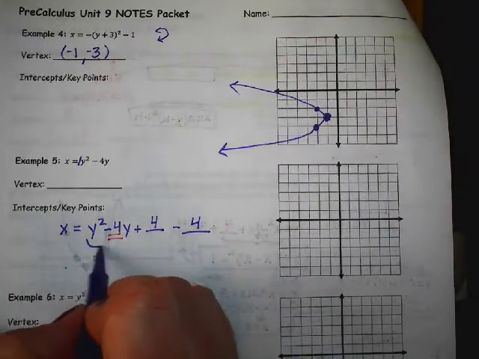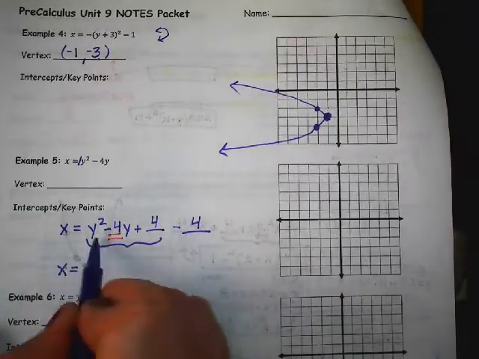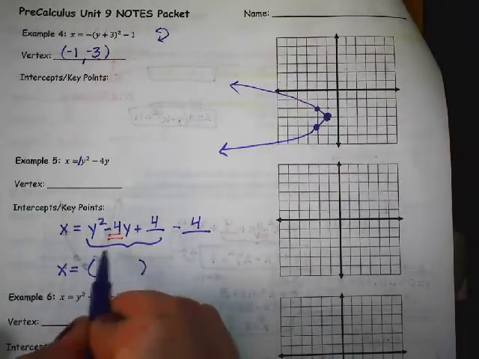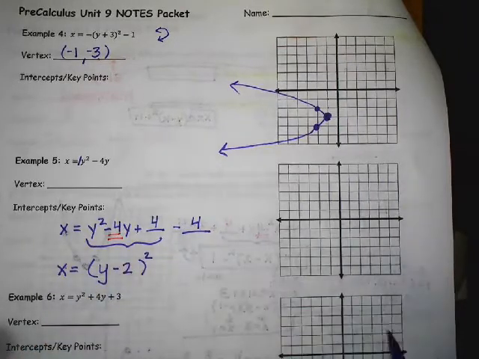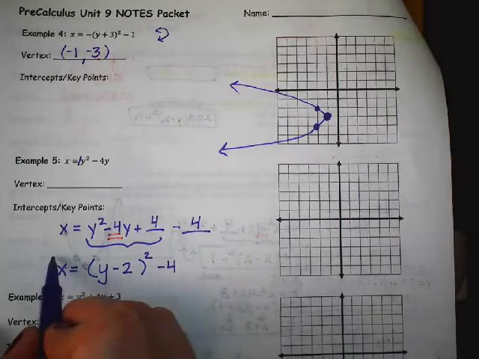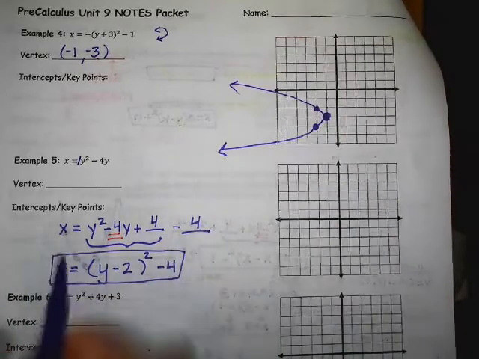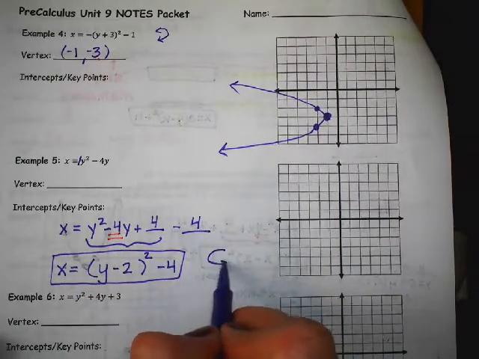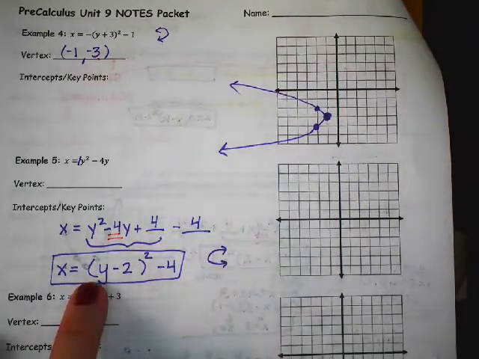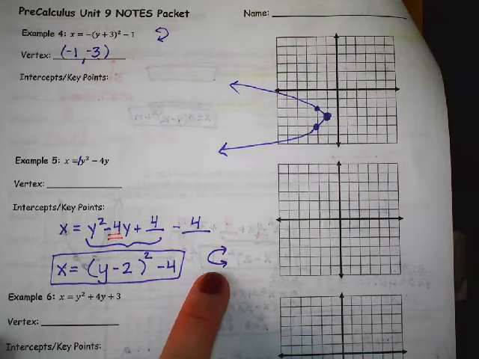The purpose of completing the square is so that these three factor. They're going to factor into y minus 2 quantity squared minus 4. So that's the new equation I'm working with. This parabola is opening to the right. The y is squared, which means left and right. And it is a positive y squared. So that means it's going to open to the right.